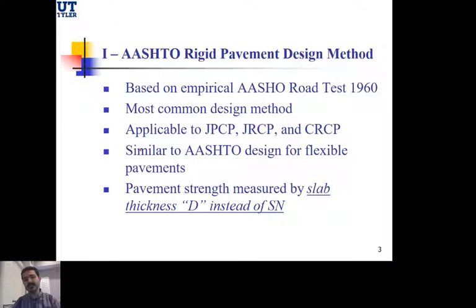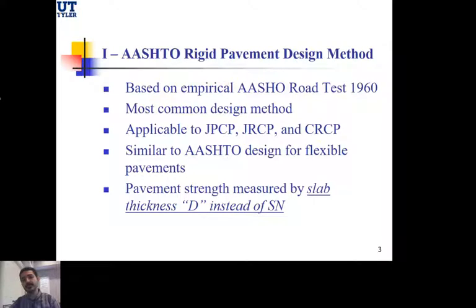So let's get going. The AASHTO 1993, again, was based on the empirical AASHTO road tests in the 1960s. If you recall from the previous chapter when we talked about the flexible pavement design, the same AASHTO road tests, some of them were flexible pavements and some were rigid pavements. So you will see there are some similarities between the two procedures, and there are quite a few differences also between the two procedures.